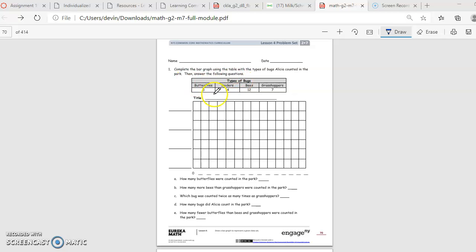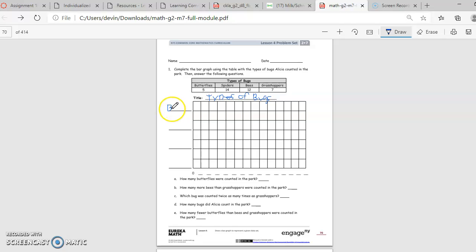The first thing we need to do is our title, which comes right from the table. Types of bugs. Then we need to move our butterflies, spiders, bees, and grasshoppers. We need to label a spot for them on the graph.